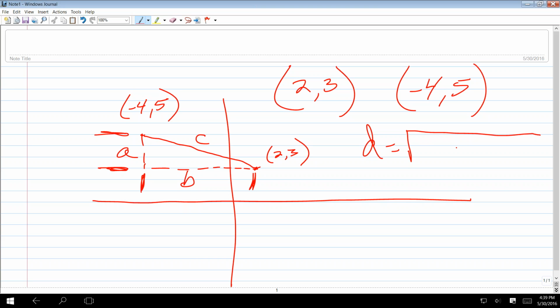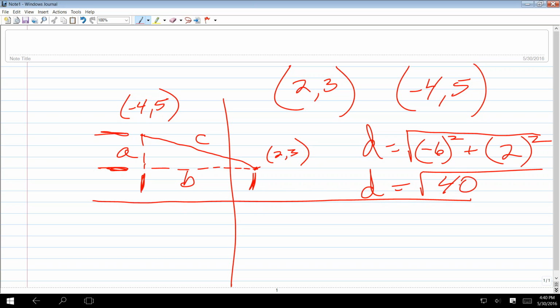Negative 4 minus 2. Okay, what's that number? That number is negative 6, squared, which is 36, plus just 5 minus 3, which is 2. So the distance is the square root of 40. Simplify that.